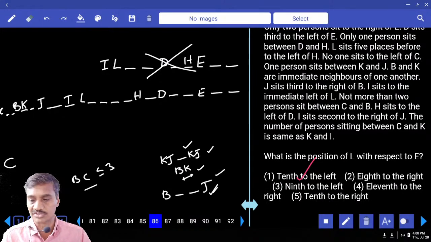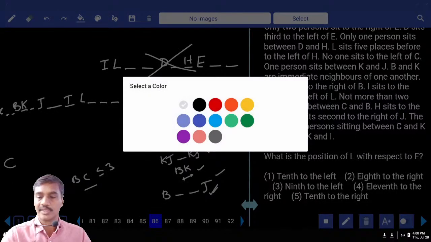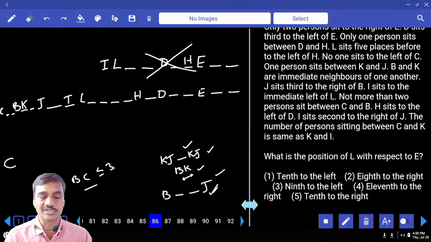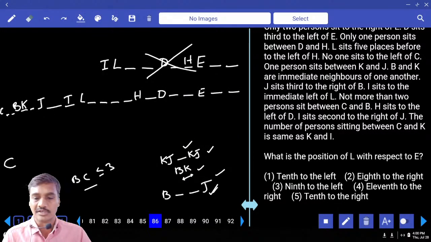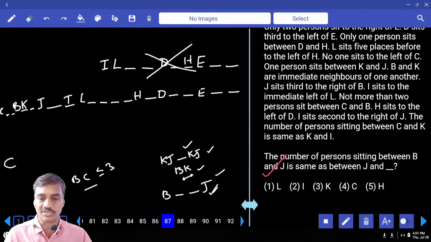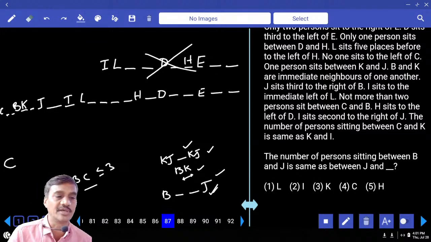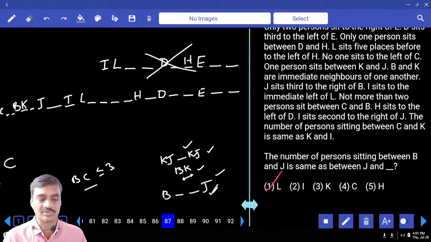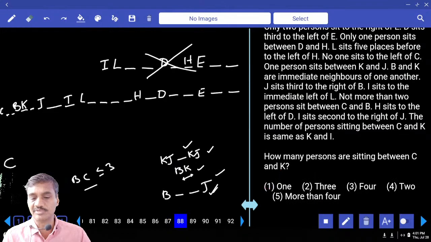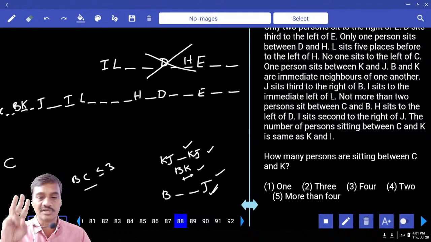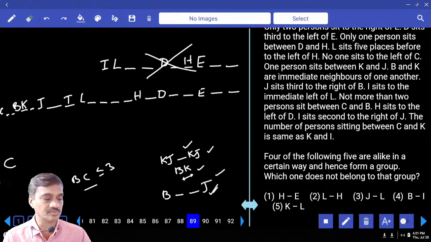And next one, 86. What is the position of L with respect to E? L with respect to E, 1, 2, 3, 4, 5, 6, 7, 8, 9, 10. Now 10th to the left, that is choice 1, question number 86. Number of persons sitting between B and J. B and J, how many? There are 2 people. Same as J and L. J and L, there are 2 people. Choice 1, question number 87. Then 88. How many persons are in between C and K? Now in between C and K, there are exactly 3 people. Choice 2.